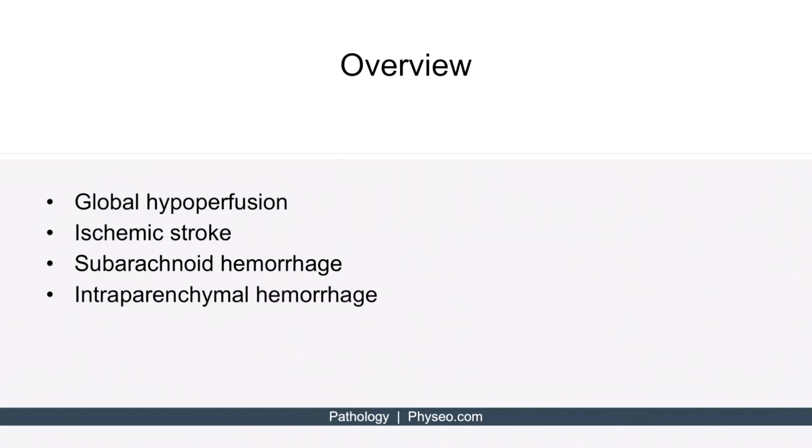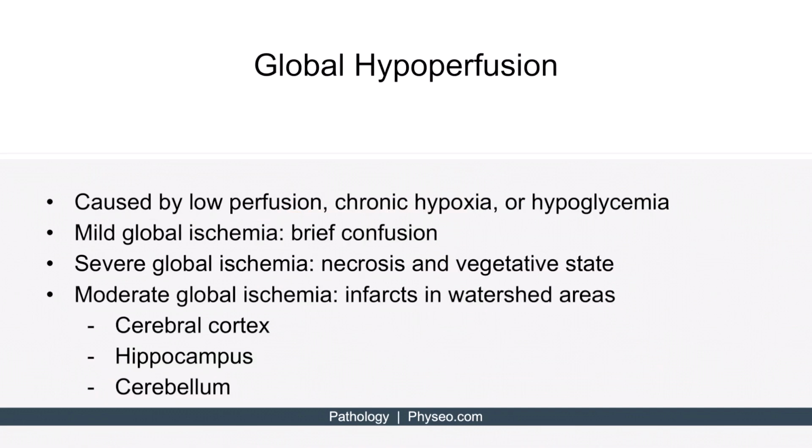Let's begin by discussing global hypoperfusion. This is a general term used to describe an overall lack of oxygen delivery to the brain. It can be caused by low perfusion, such as in the case of atherosclerosis or shock, and it can also be caused by chronic hypoxia or repeated episodes of hypoglycemia. Mild or brief episodes of hypoperfusion may only lead to brief confusion, while severe cases can cause widespread necrosis and leave patients in a vegetative state.